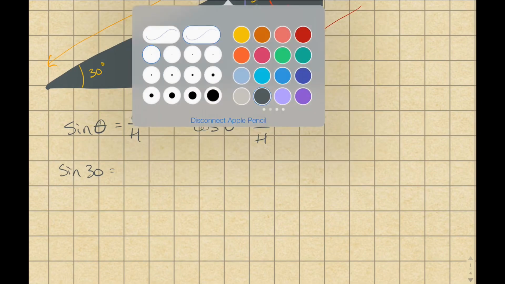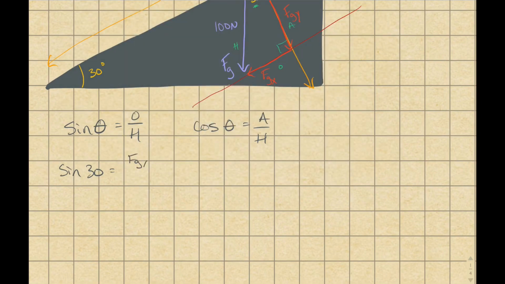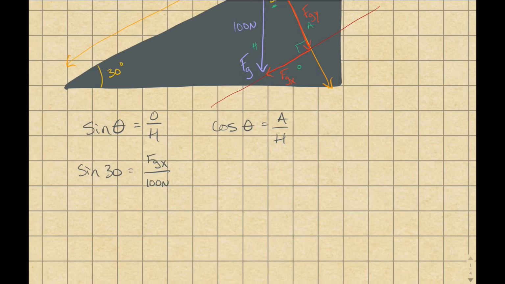Back to this math, the opposite side, because we just labeled it, is my FGX, and my hypotenuse is my 100 newtons. Sine of 30 is a half, so using some algebra and some trig, FGX is 50 newtons. The cosine of 30 degrees is equal to my adjacent side, which is my FGY, over my hypotenuse, which is 100 newtons. Cosine of 30 is about 0.866, so we'll call that 0.87, which means when I do my algebra, my FGY is equal to 87 newtons.